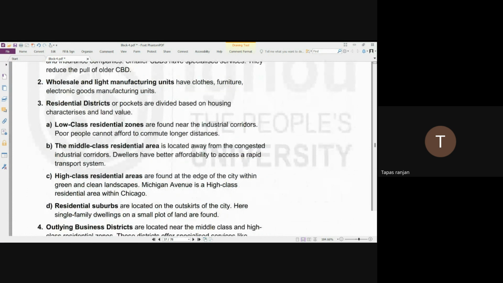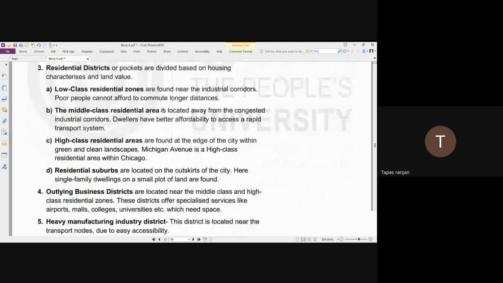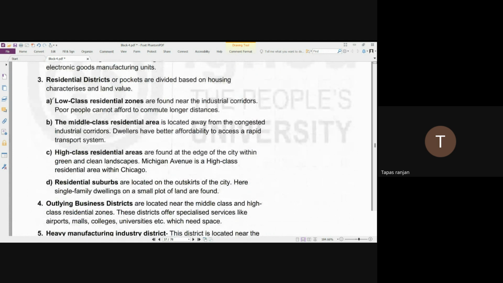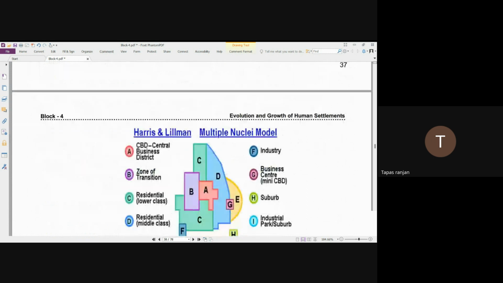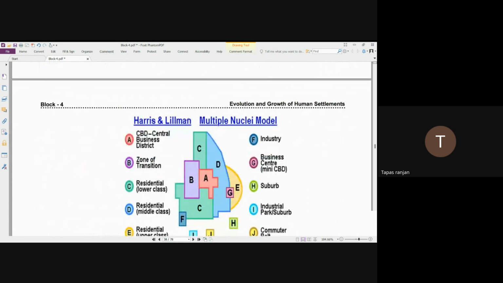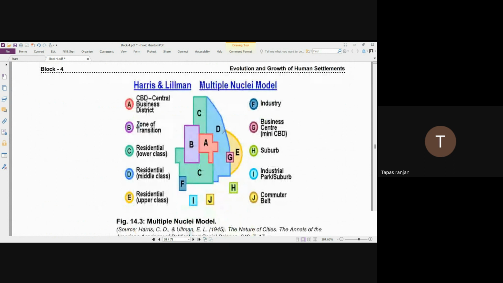Then you have residential districts. Within residential districts, you can look into different categories of residents. Okay, so low class residential zones. Then you have middle class residential areas. You have high class residential areas and residential suburbs. So there are different places that have been suggested by Harris and Ullman in this model. You can see, okay, lower class residential areas are these areas.